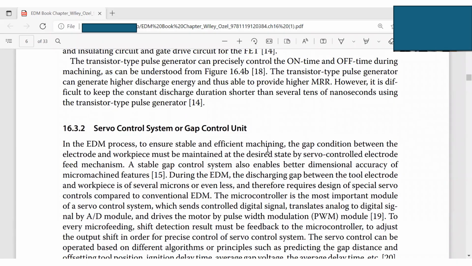So, servo control system. You must have the control. Usually in EDM, the electrode can be moving, or the workpiece can be moving also, as long as you have relative motion between the electrode tool and the workpiece.